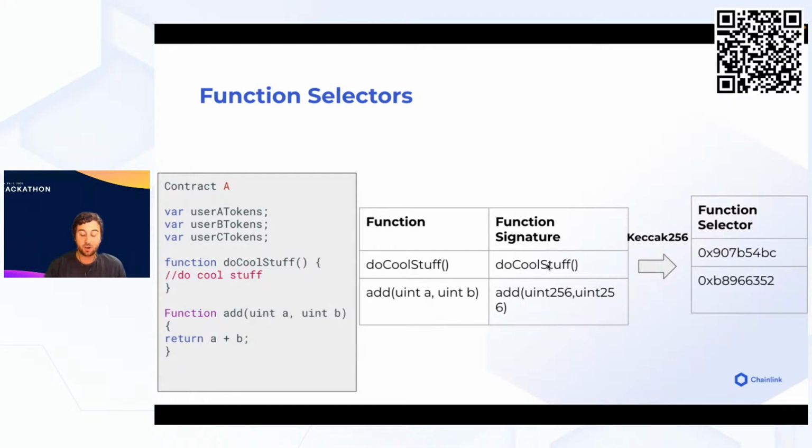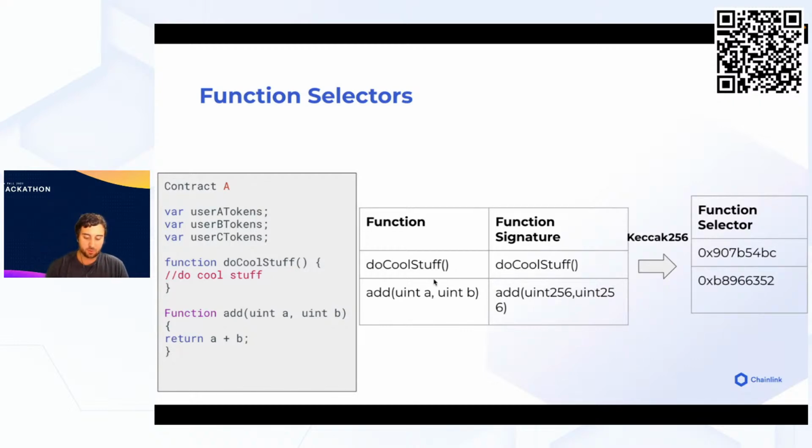Now you'll notice the function signature is the name of the function along with the types of any parameters for that function, right? So do cool stuff doesn't take in any arguments, doesn't have any parameters. So the function signature is simply the name. But add takes in 2 uints as its parameters, right? So its function signature is the name, but we say uint256, comma, uint256, inside the parentheses as the function signature.